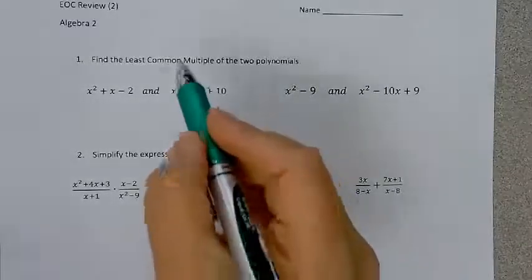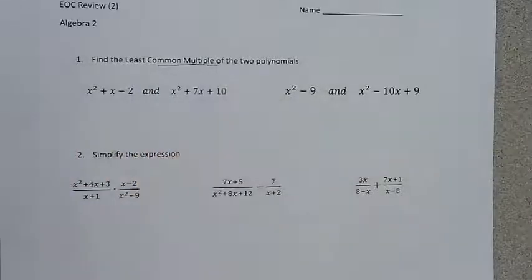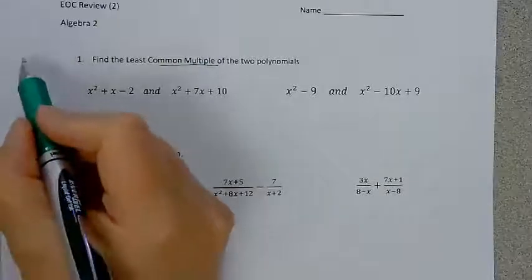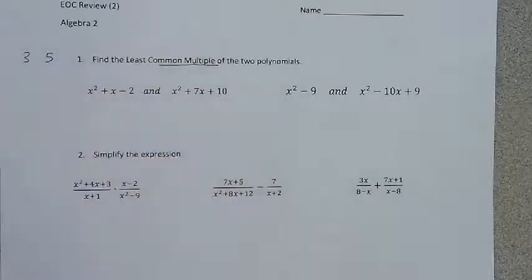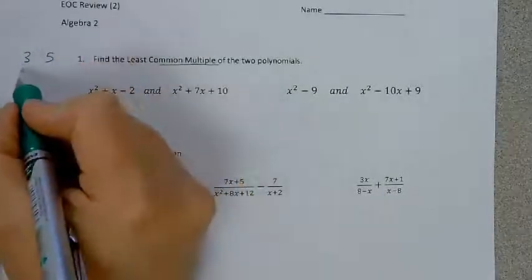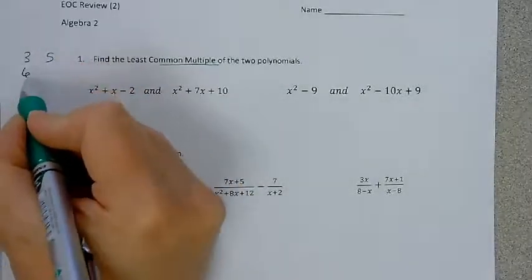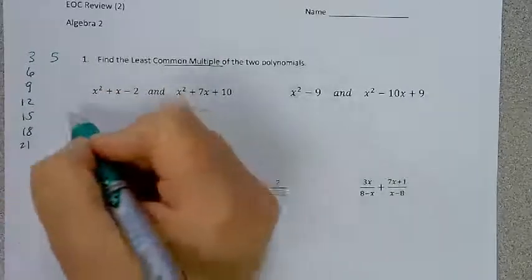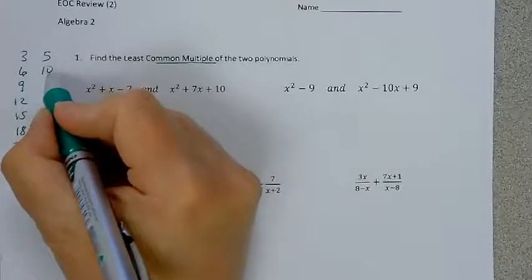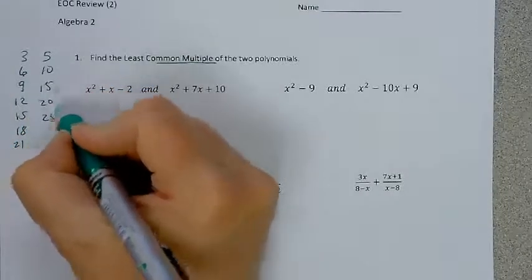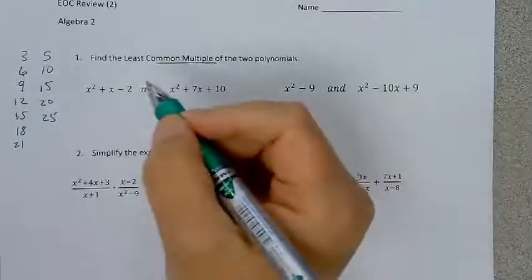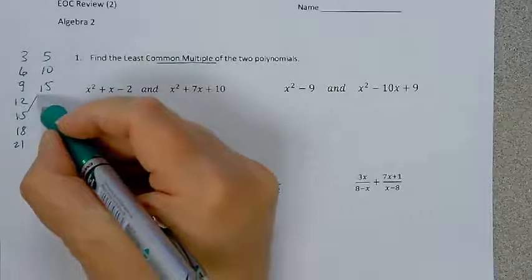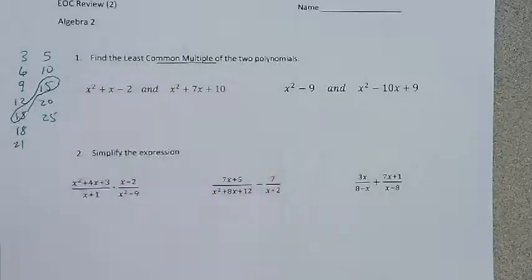So this first question says, what's the least common multiple? So if I think about a set of numbers, like let's say I was thinking about the numbers 3 and 5. If I wanted to find the least common multiple, I would think of the multiples of 3. They're 3, 6, 9, 12, 15, 18, 21. And I would think about the multiples of 5, like 5, 10, 15, 20, 25. So I'm looking at the multiples, and the smallest one that they have in common is 15. So I would call 15 the least common multiple.